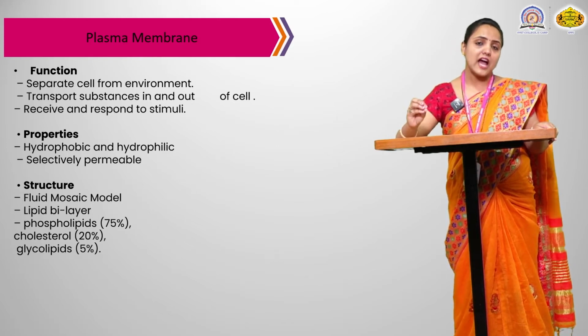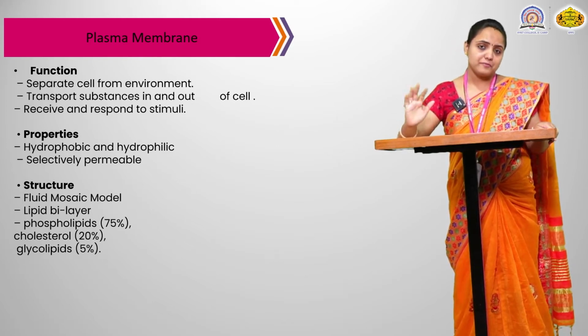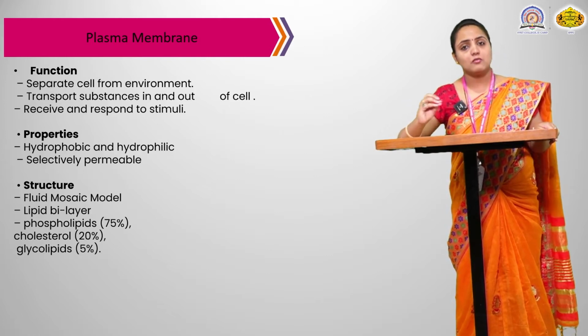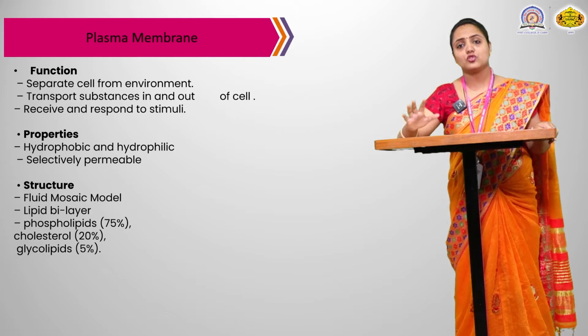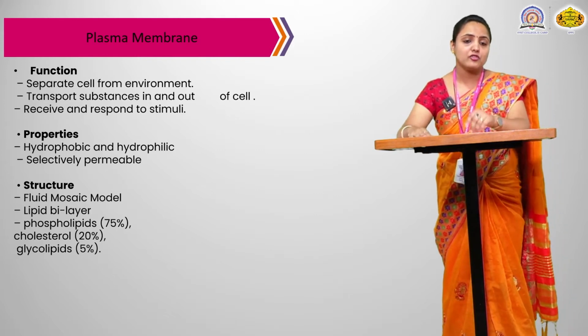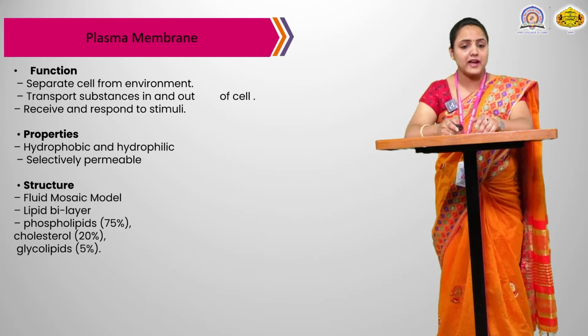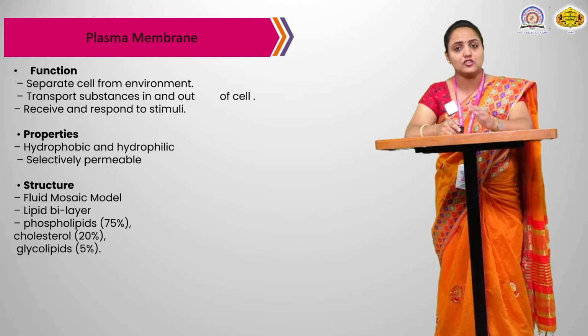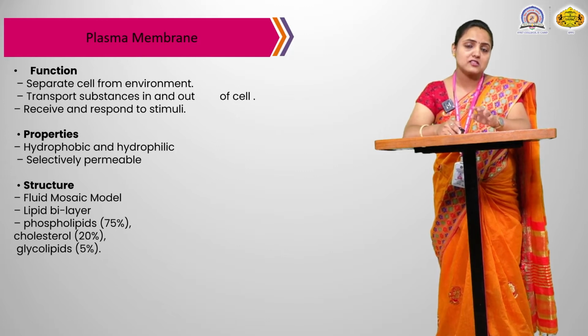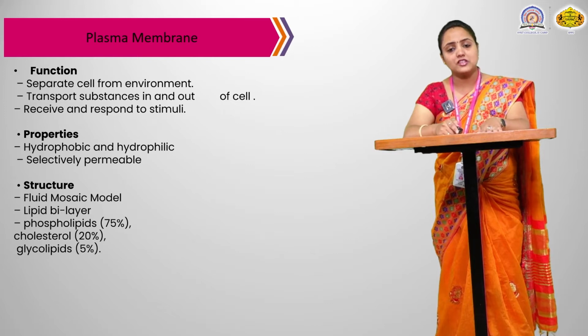Means only if the carrier or channel is present to carry the molecule, only such a molecule can be transported in selective permeability. Structure, the fluid mosaic model: the lipid bilayer contains phospholipids at 75%, cholesterol comprises 20% of your plasma membrane, and the glycolipids and glycoproteins make up only 5%.